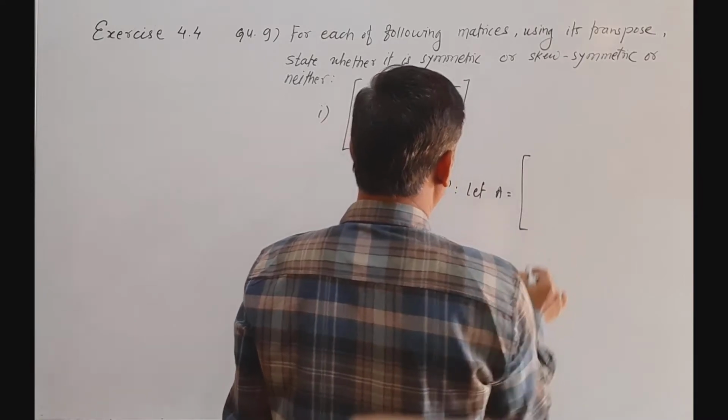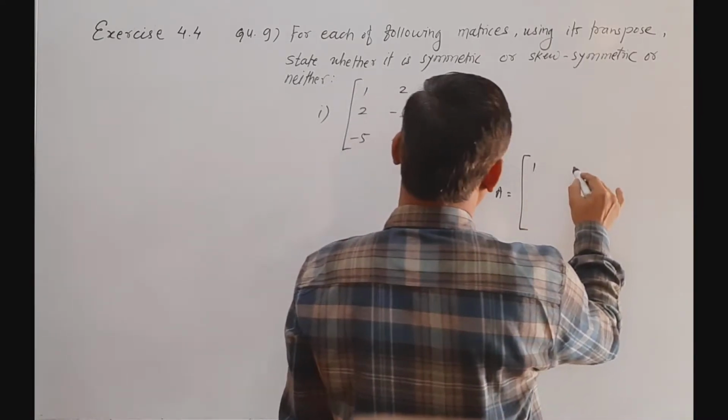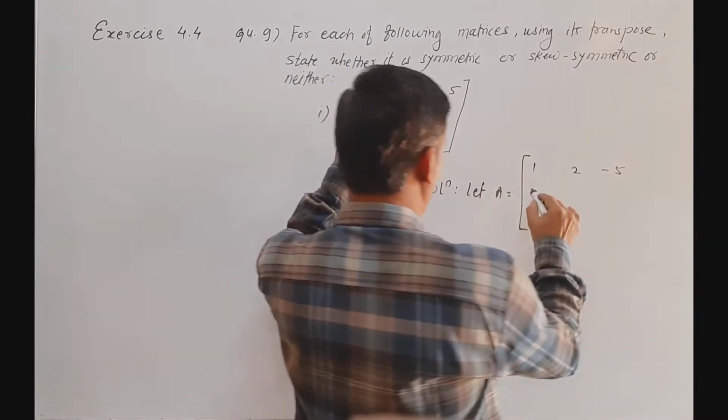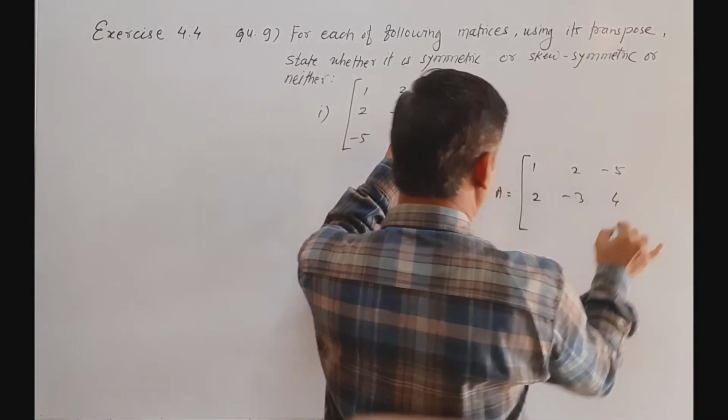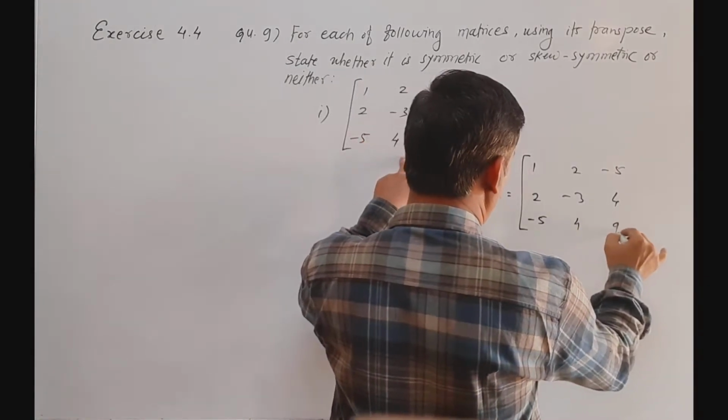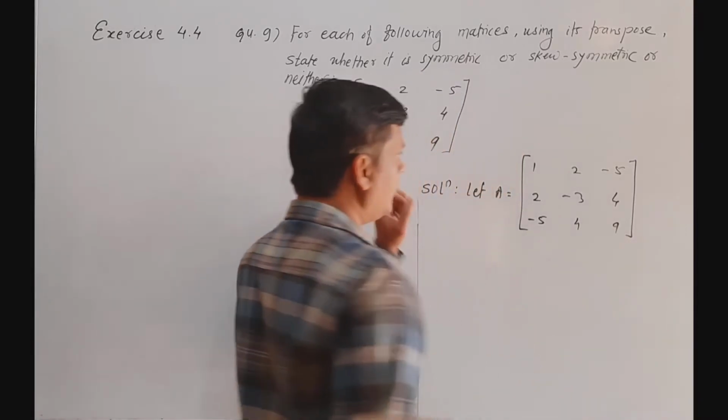the given matrix as matrix A. So 1, 2, minus 5 are the elements of the first row. Then 2, minus 3, 4 are the elements of the second row. Then minus 5, 4, 9 are the elements of the third row.